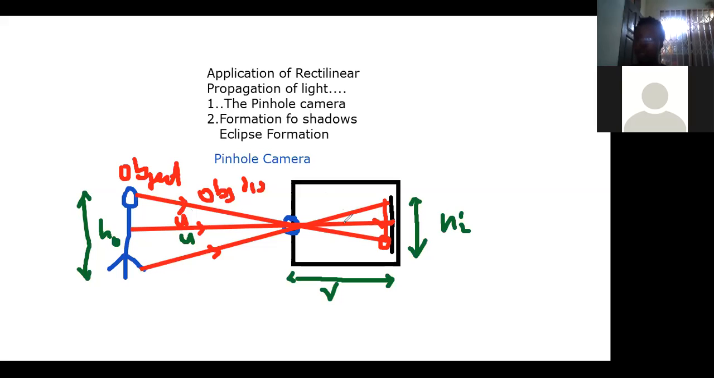Number two, it also depends on the distance of the object. So you realize that when the object is very close, you are sure that you are going to get a good snap or a good shot, as compared to when the distance is further away from the pinhole camera. I hope you bear with me in that sense.